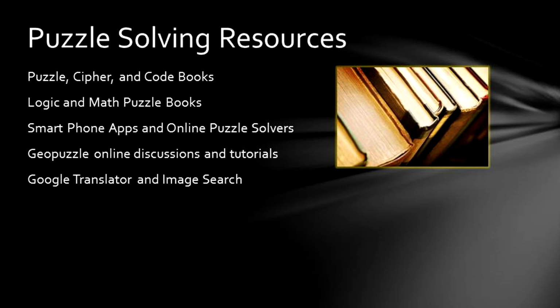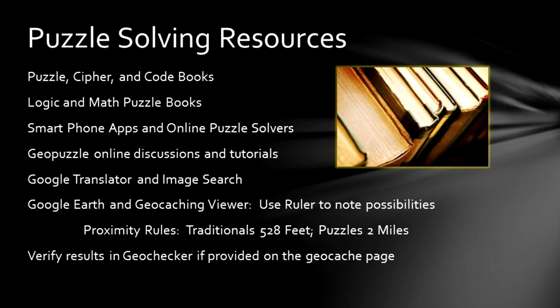Use Google Translator for converting languages. Google Image Search may provide information on a common image. Groundspeak's geocaching viewer will plot geocaches into Google Earth. Use the ruler tool in Google Earth to locate possibilities. Remember the proximity rules. Geocaches must be no closer than 528 feet apart. Final coordinates on a puzzle cache must be within 2 miles of the posted fake coordinates.